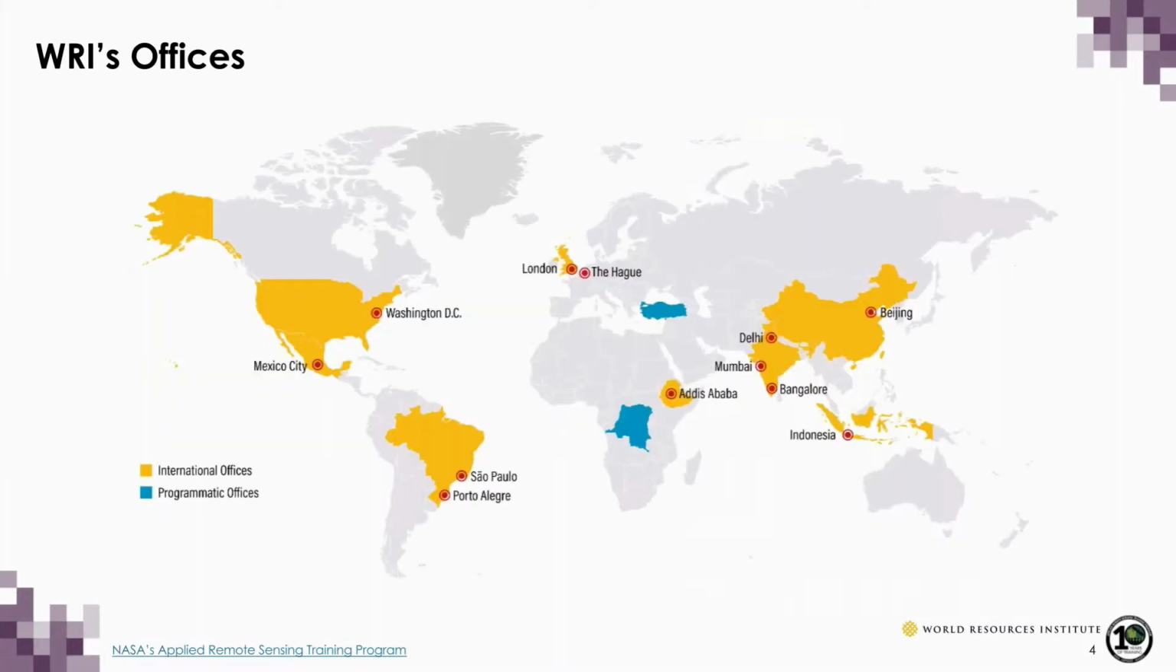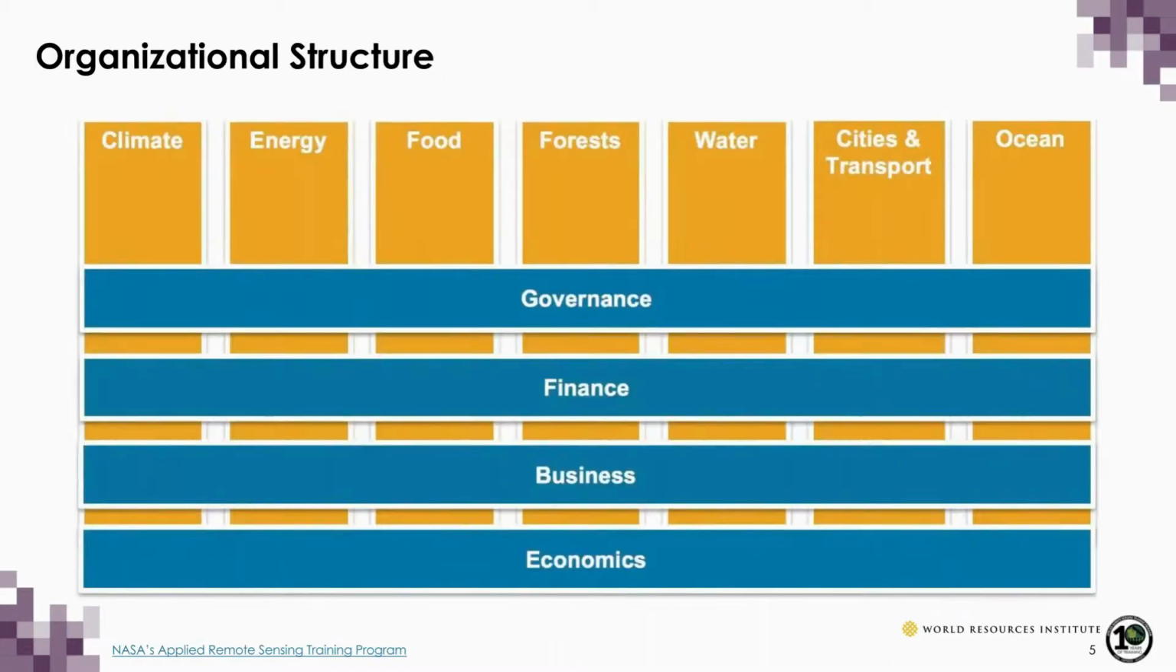And so we have all these different international offices operating around the world. We have programmatic offices as well. And this is just to make sure that our work is really diverse. And that cuts across this thing we call the matrix. All of our work is cross-sectional because real world issues are cross-sectional, and we want to make sure we're looking at solutions that do that as well.